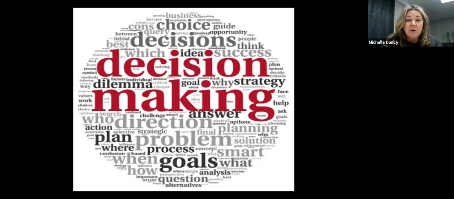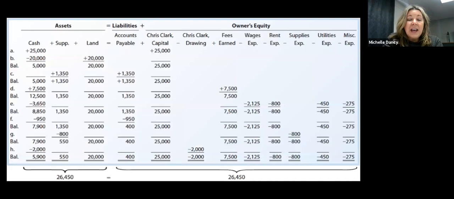So we see lots of different words on there: ideas, which, how, why, success, goals, analysis, but they all lead to that decision making. Okay, let's look at our completed accounting equation from the earlier part of this chapter. If you've been following along, doing your homework, paying attention in class, then all these numbers should look familiar. These are the transactions that we went through together and analyzed, and we know that our accounting equation must always be in balance. Assets equal liabilities plus equity.